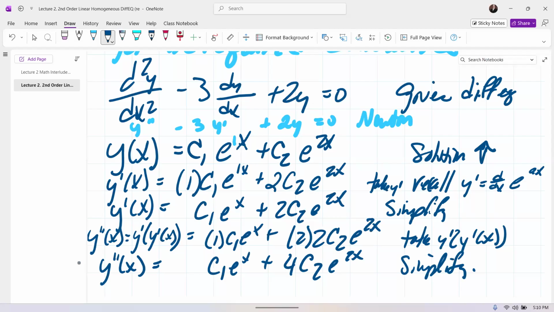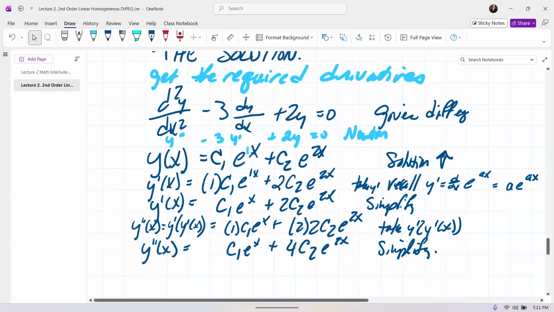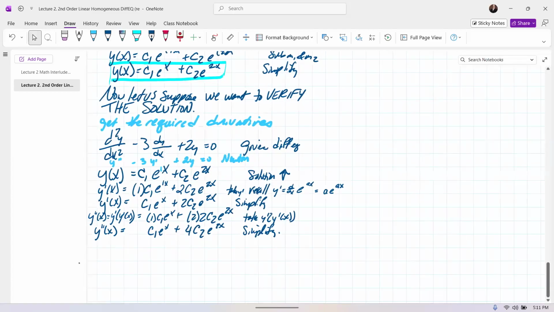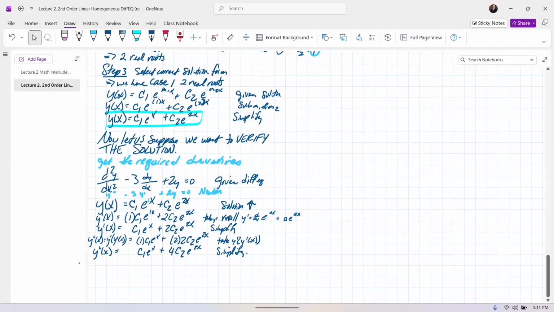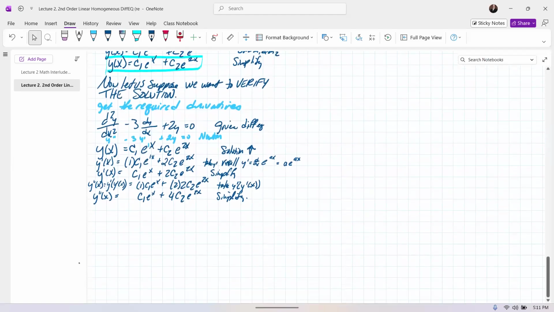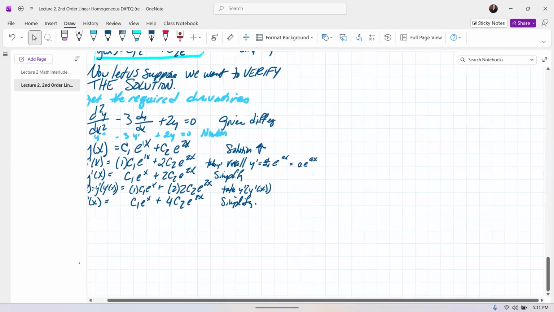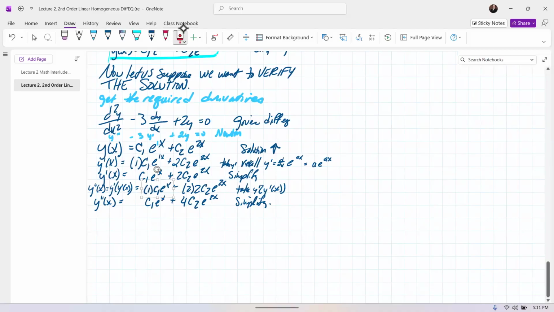Great. So now what we want to do is, let's zoom out for a second. Remember in regular algebra, when you get a solution, the way you check it is you substitute it back into the original thing that was given. The original thing that was given, we've copied right here. Get the pointer out. This right here is the original.